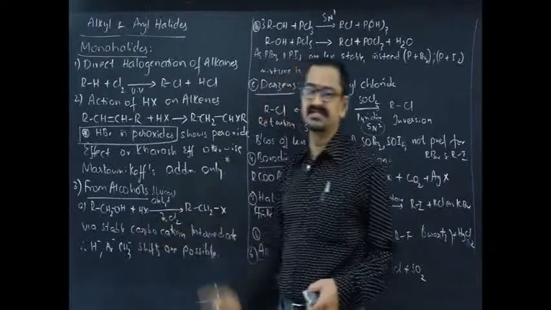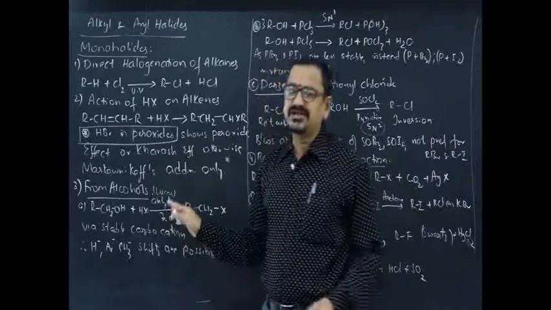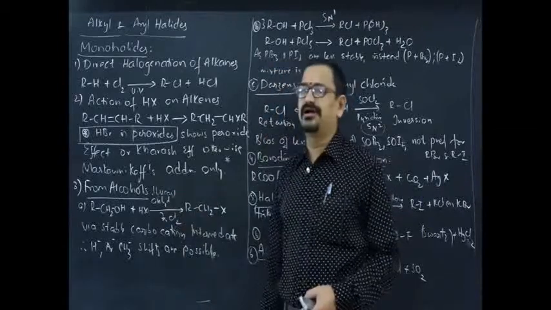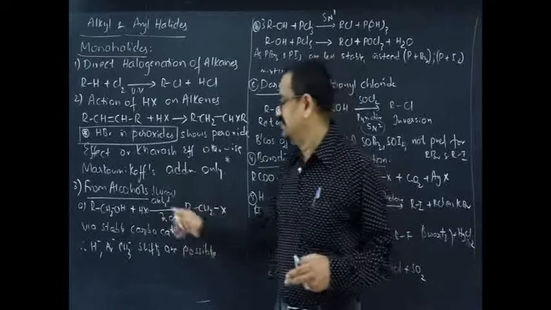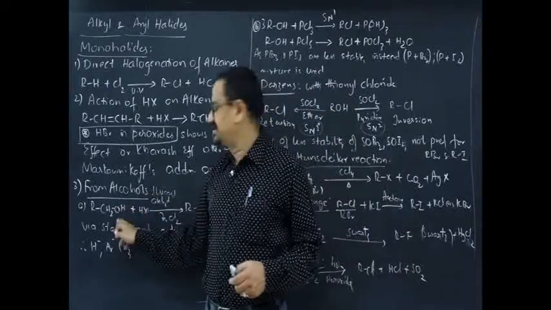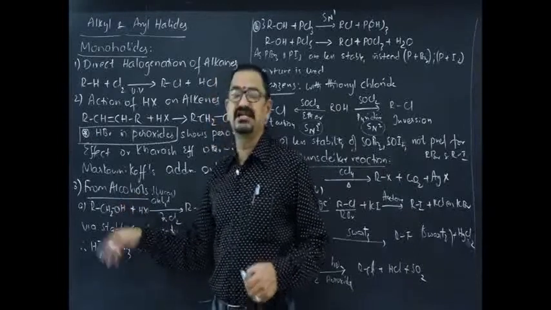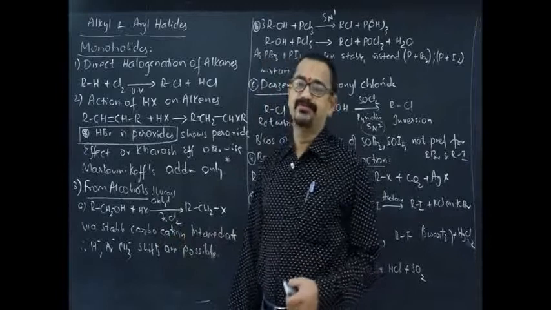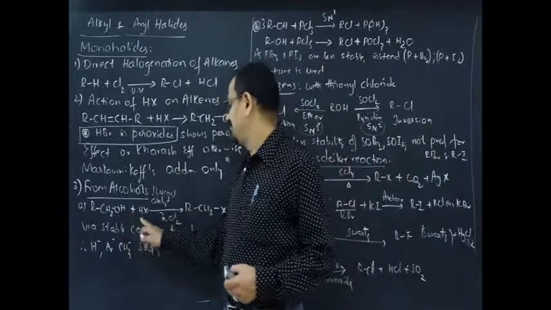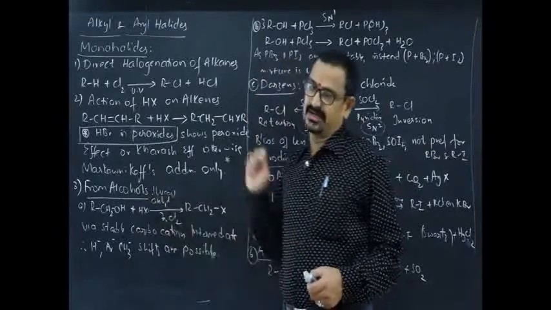HCl in presence of ZnCl2, which is called Lucas reagent. This reaction follows via a stable carbocation intermediate. The mechanism is, first this OH will be protonated. Because of this H plus, it becomes H2O plus, which acts as a good leaving group. And that good leaving group H2O will be absorbed by this anhydrous ZnCl2, leaving a stable carbocation.